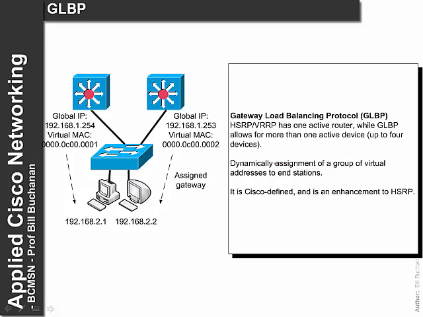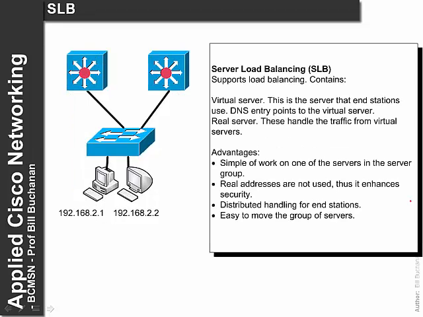With global load balancing, we can actually balance the loads between redundant routes, and we have one active router and up to 4 other devices. The advantage with this protocol is that the devices can learn the virtual addresses of each of the end stations. It is, though, Cisco defined and is an alternative to HSRP.